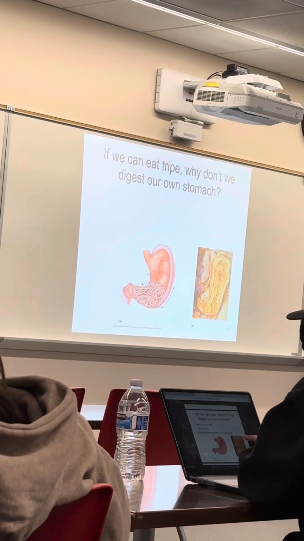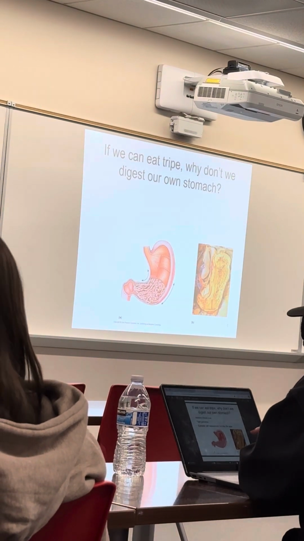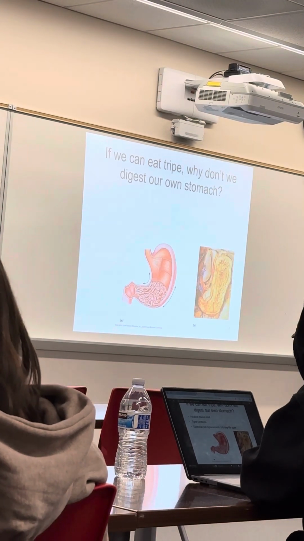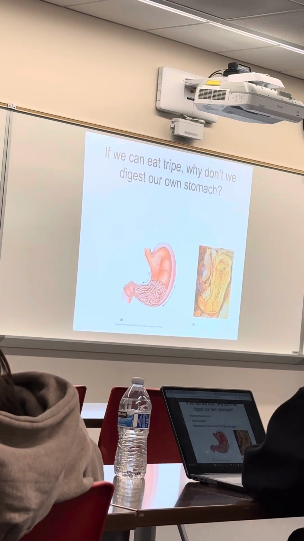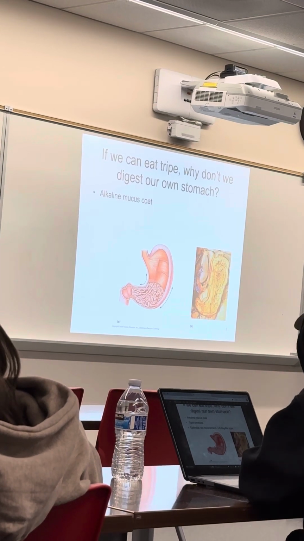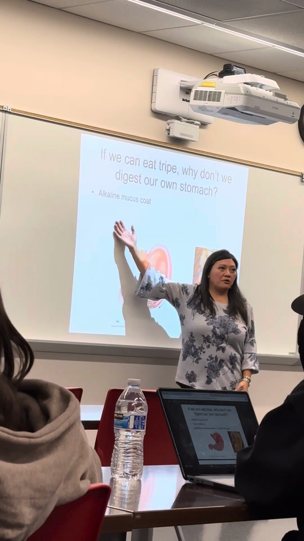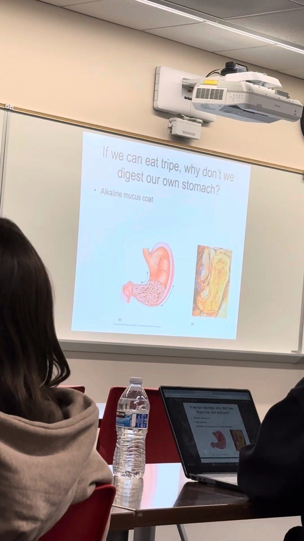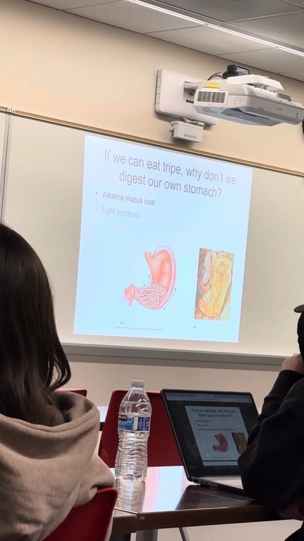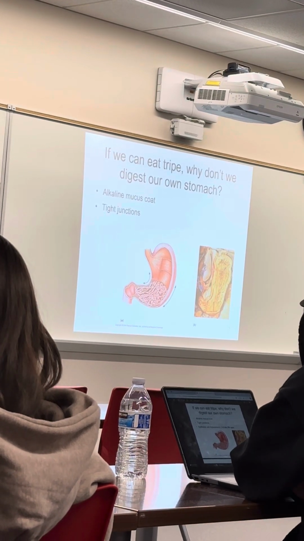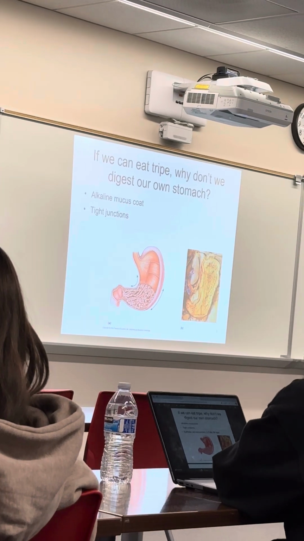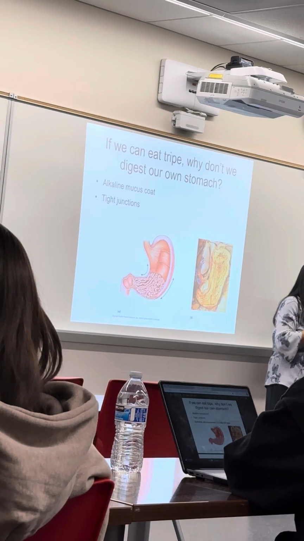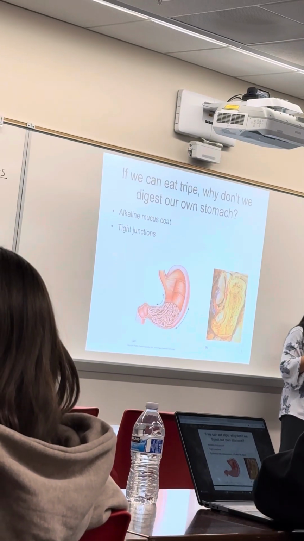So if we can eat tripe, why don't we digest our own stomach? How many of you have had tripe before? Okay, there's usually at least a couple of people in the room who've had tripe. What is tripe? That's animal stomach. If we can eat that, how come we don't digest our own stomach? Well, first off, our mucus cells are doing their job. They are making mucus. It's an alkaline mucus to help protect that layer from that acidic environment. Secondly, our simple columnar cells have a lot of tight junctions between them to prevent any seepage of that acidic chyme into the interstitial fluid.